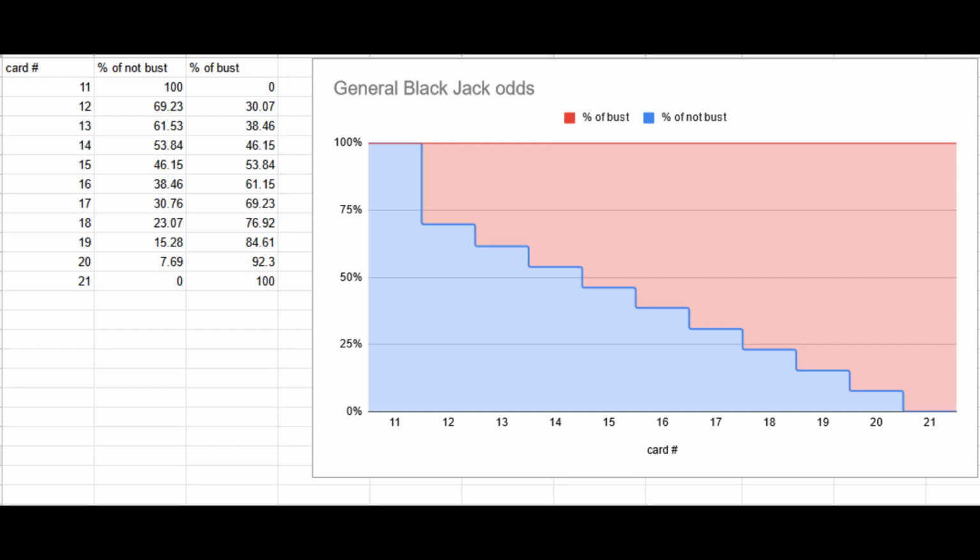This is a graph showing the general odds for being able to take a hit and not go bust. Now, I say general because this does not take into account the cards actually left in the deck. And it also does not take into account hands that have aces. For example, if you have a hand of 16 that is an ace and a 5, the odds of you going bust is different if you have a 10 and a 6, because that ace can turn into a 1.